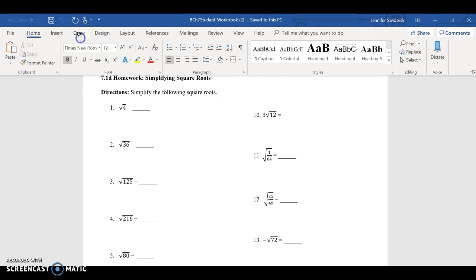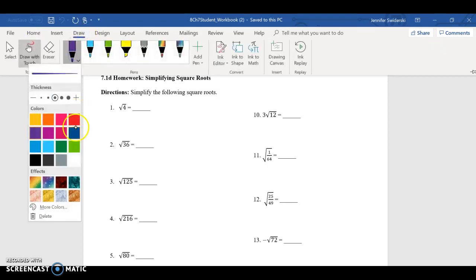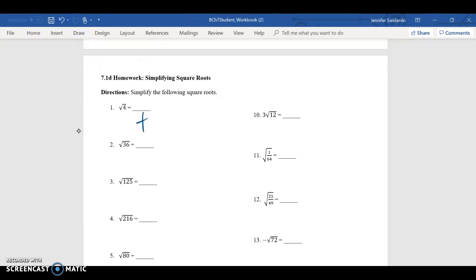If I could ever get my pen to work, that'd be great. Positive or negative 2, right? Because 2 times 2 is 4. Negative 2 times negative 2 is also 4. So that positive and negative sign is really important for square roots. Square root of 36, also positive or negative 6.